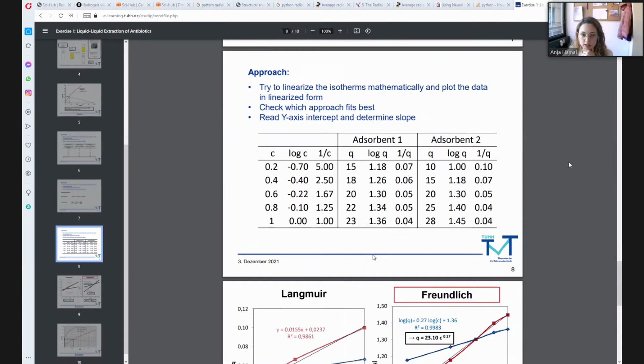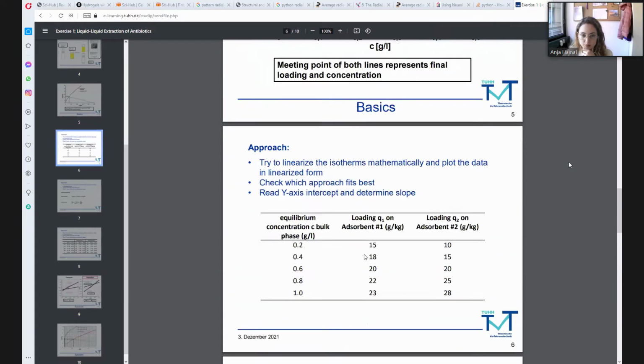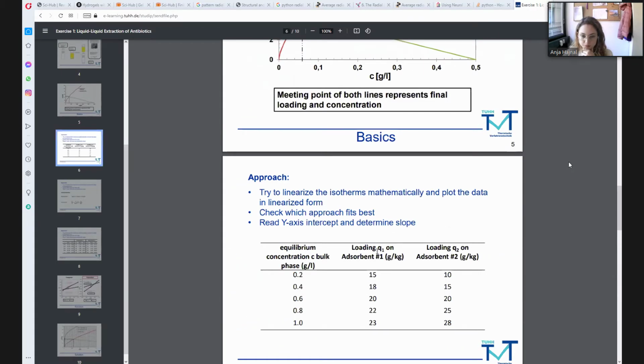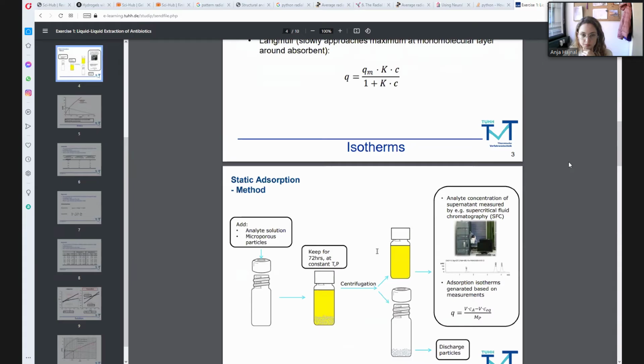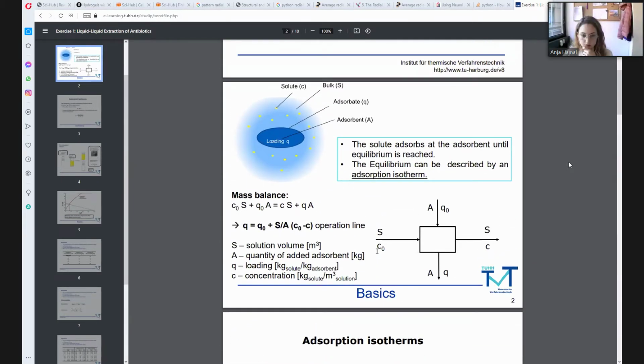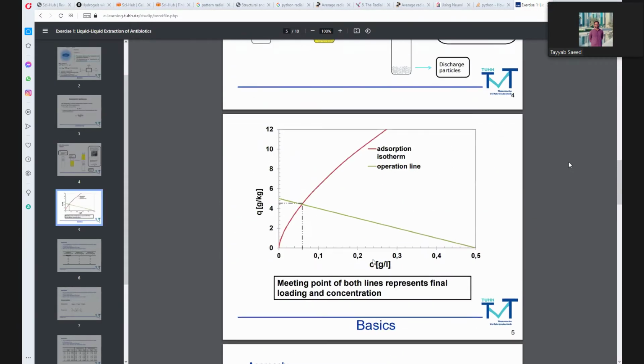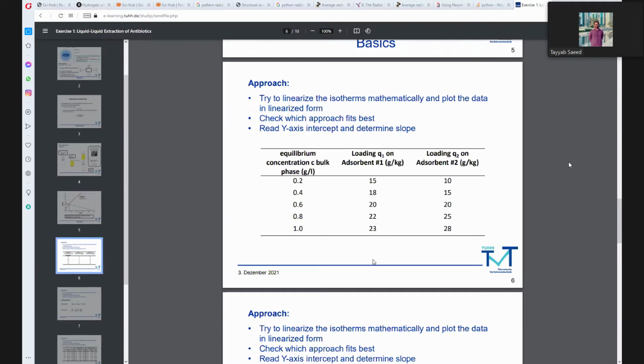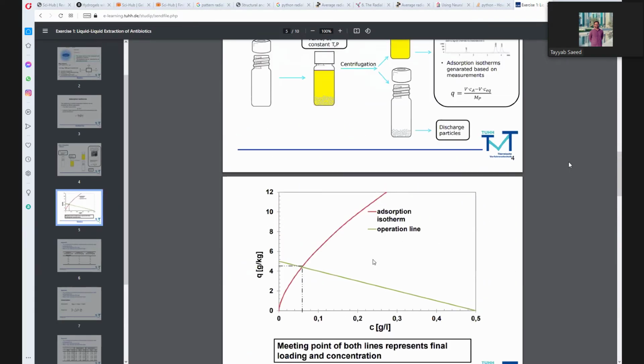No, the operating line is always based on, let me find it, just a second. On page 2, yes, from the mass balance. Even in the mass balance, we have the Q, right? We have two Qs, not one Q. We have two types of loadings, even in the question. Yes, here: loading Q1, loading Q2.